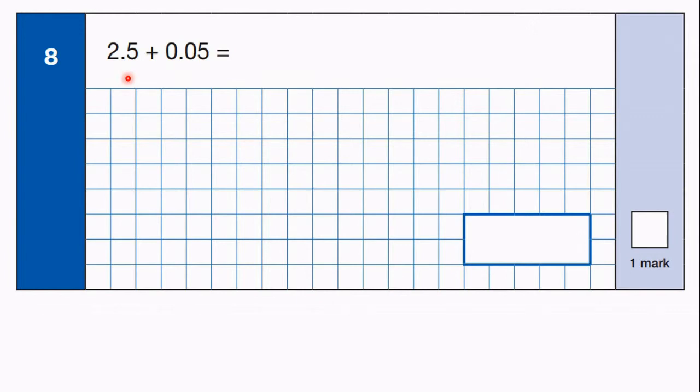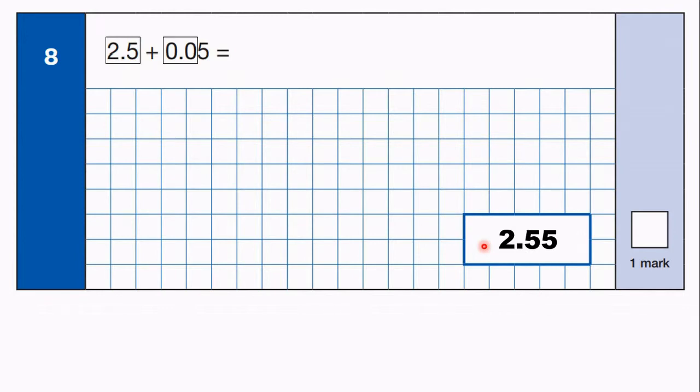Question 8. 2.5 plus 0.05. In the number 2.5, we have units and tenths, but in the number we're adding, we don't have any units or tenths, only hundredths. So our answer is 2.55.